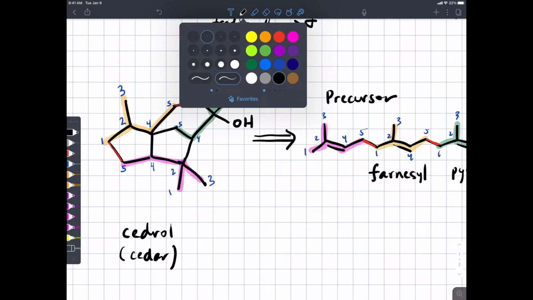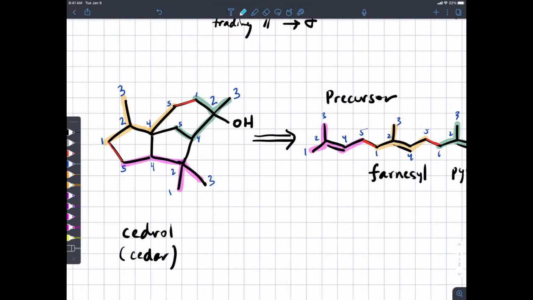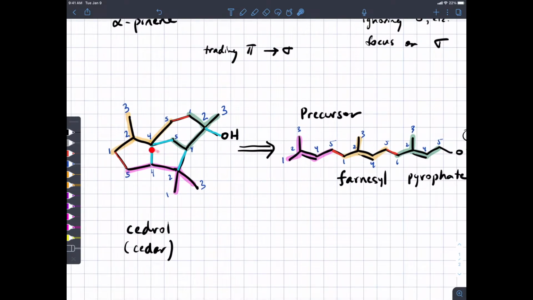And then the bonds that I'm highlighting in blue are bonds that we would have had to make as we convert the linear precursor into the product. If you look at the starting material, there is no sigma bond between 4 of one unit and 4 of another, so that's one we have to make. In the starting material, there is no sigma bond between 4 of one unit and 5 of another. That's another one we have to make. There's also no sigma bond between 2 of one unit and 4 of another. And then finally, there's also no carbon-oxygen bond.